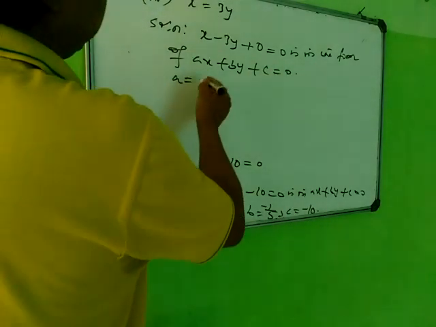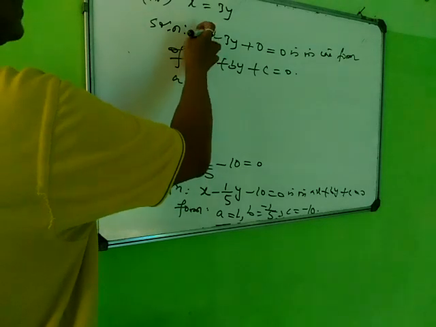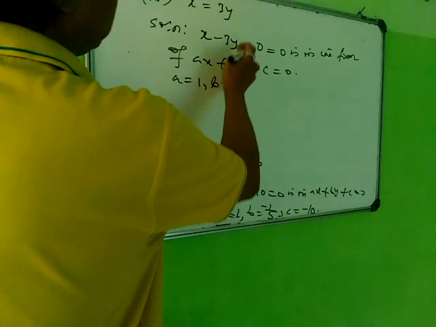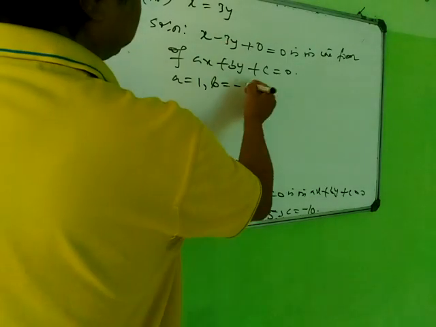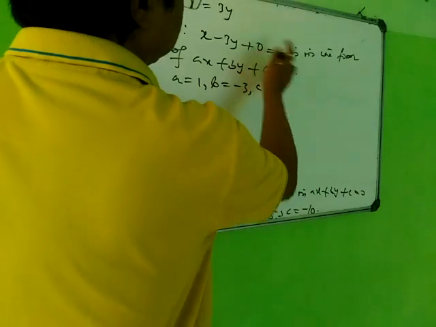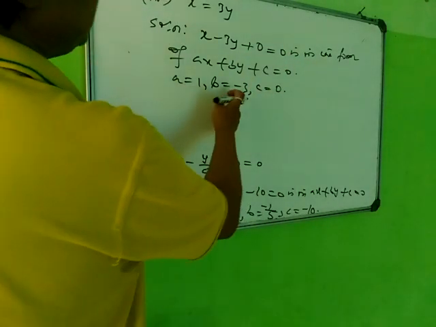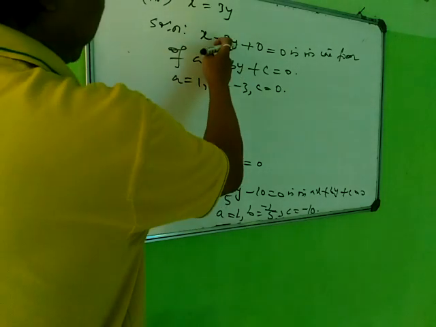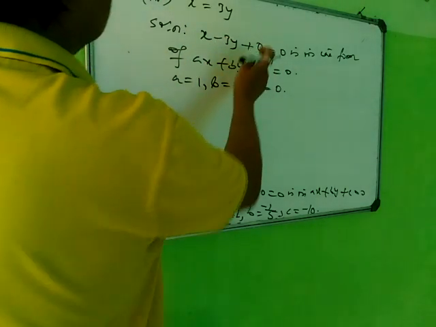So how much is a? That is the coefficient of x. There is 1. How much is b? Coefficient of y. That is minus 3. And c is the constant term. So the constant is 0. So here a, b, c. So a is 1, b is minus 3 and c is 0.